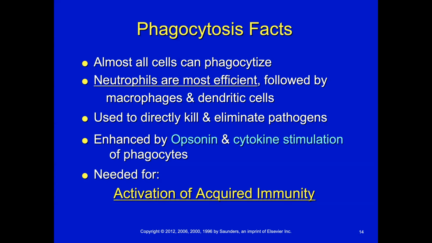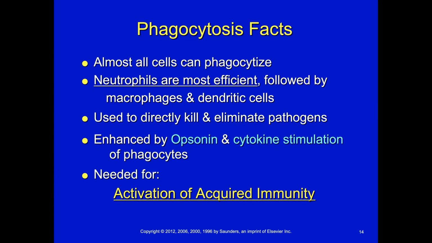Also, the process is enhanced by cytokine stimulation, which is kind of like an extra boost to the phagocytes, so that they become even more effective and aggressive in going after the pathogens. Now, a very important thing that phagocytosis also does: because it breaks down the pathogen into little particles, those little particles are used to activate the acquired immune system. That's a system we're going to talk about next week.